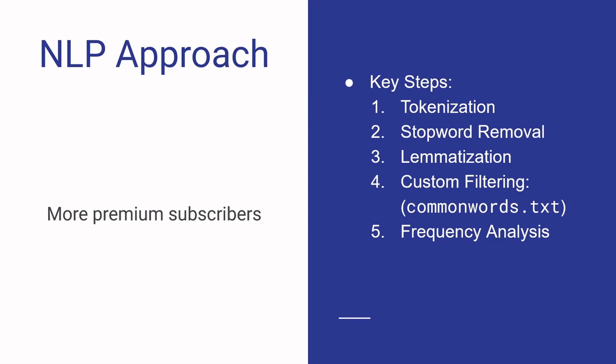So in my approach, the key steps were, first, tokenization. The first step in any textual analysis in general is to break it down into tokens, which are the smallest units of meaning, typically words. It's basically the foundation of the analysis because it allows me to treat the data set as a collection of individual elements that can be further processed.